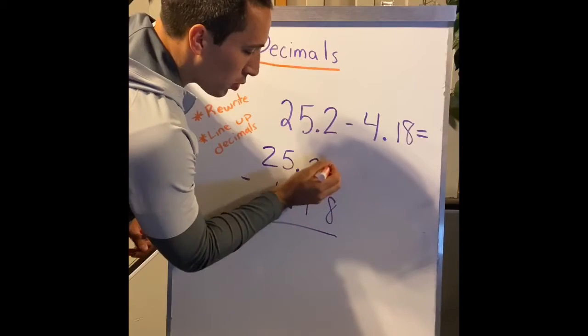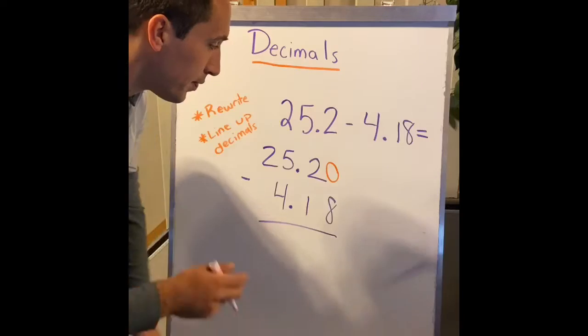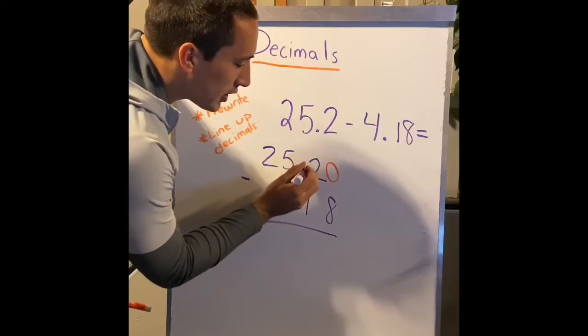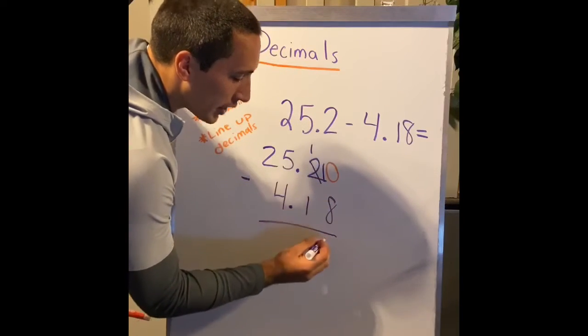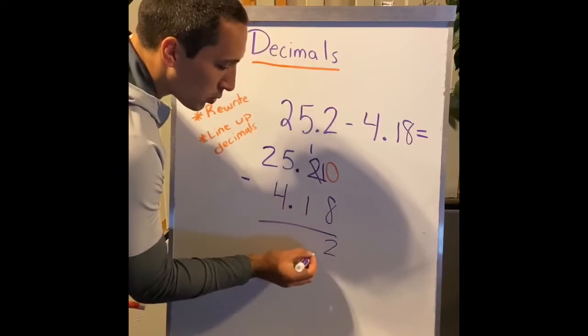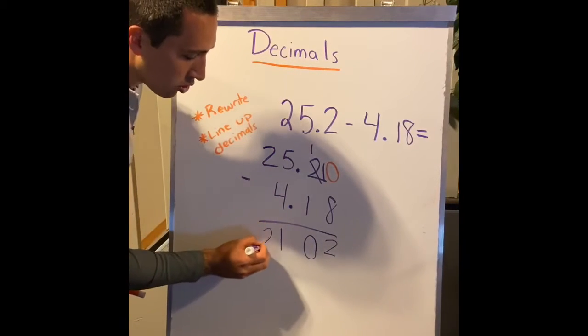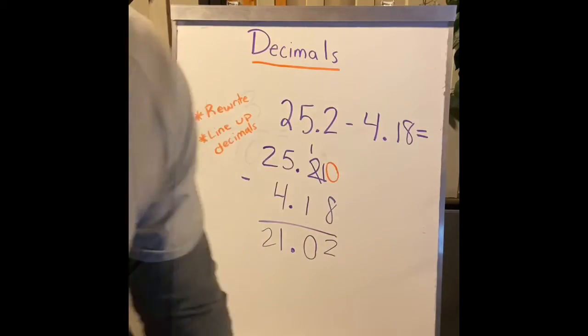Remember, this would be a 0 here, 0 hundredths. So now you can solve it. We can't do 0 minus 8. Cross off the 2, make it a 1. This becomes a 10. 10 minus 8 is 2. 1 minus 1 is 0. 5 minus 4 is 1. And we can bring our 2 down. Don't forget your decimal. Our answer is 21 2 hundredths.